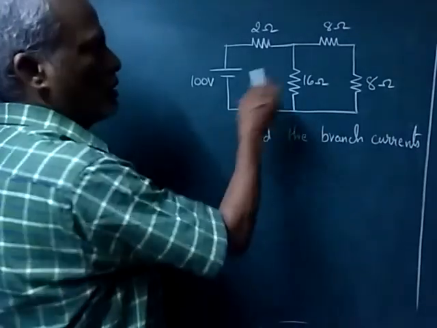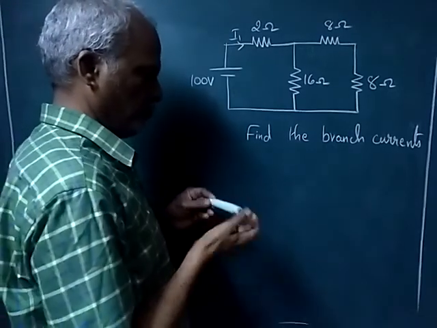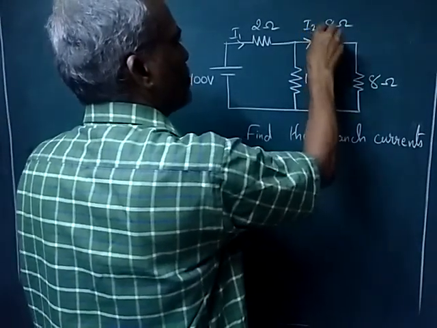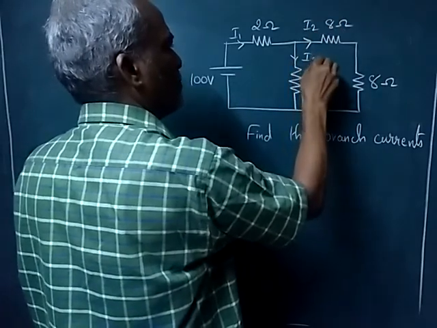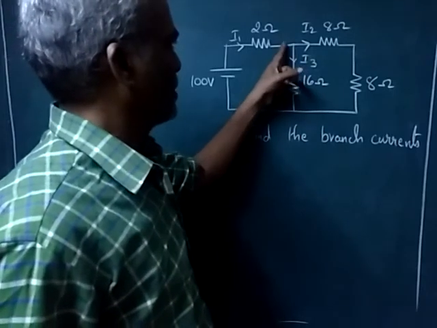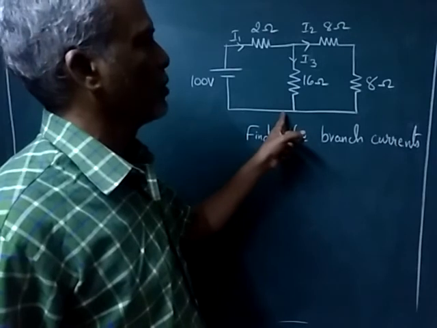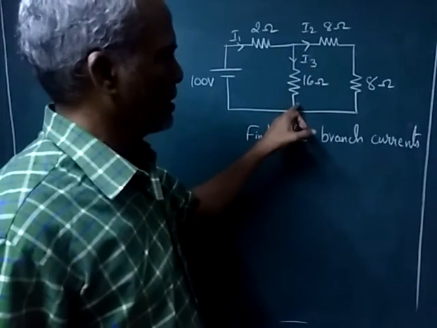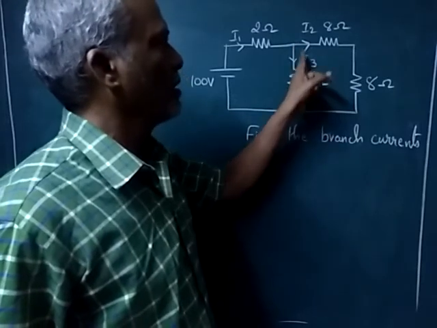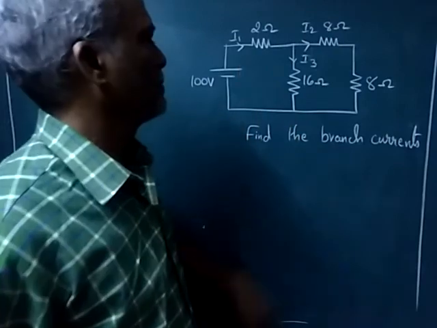So now I am fixing current here as I1. The current here is I2 and the current here is I3. In this branch, current I1, from here to here it is series, so the current here up to here is I1 only. From here to here is I3, from this point to this point I2. These two are in series.